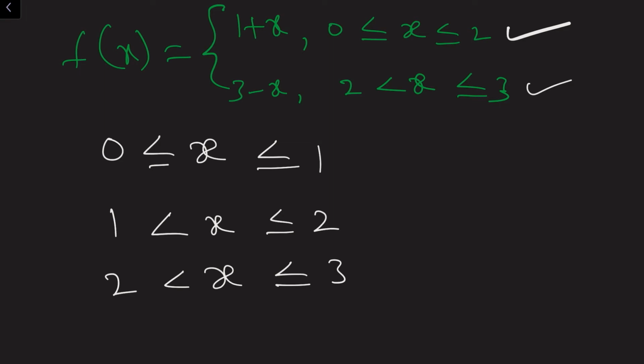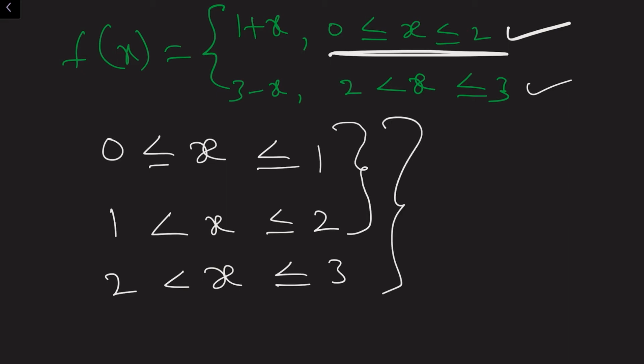Only the first condition I took, that is 0 less than or equals to x less than or equals to 2. That single condition I made into two conditions, 0 less than or equals to x less than or equals to 1 and 1 less than or equals to x less than or equals to 2. So now these three cases I will solve. Three cases completely. We need to find the f of x value. Let us check now.